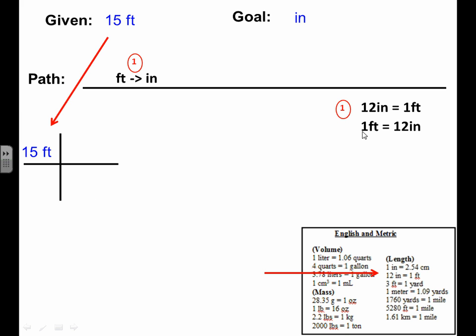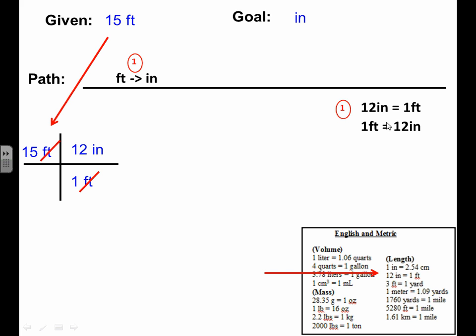And looking at our conversion, we see that 1 foot is equal to 12 inches. So what I'm going to do, I'm going to put 1 foot on bottom. I'm going to put 12 inches on top. And what that does now is just like you saw in the previous slides, feet on top can cancel out feet on bottom. Notice the numbers don't cancel out because they're not the same. 15 does not cancel out the 1, but feet cancels out feet.